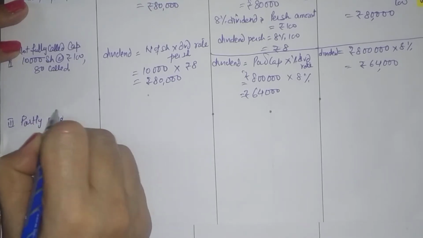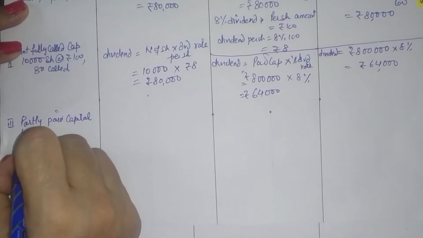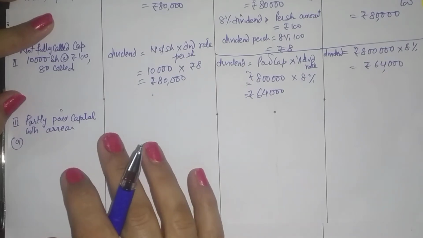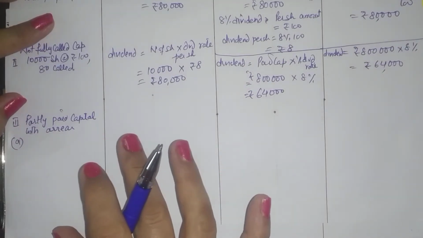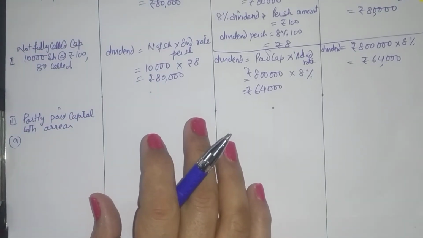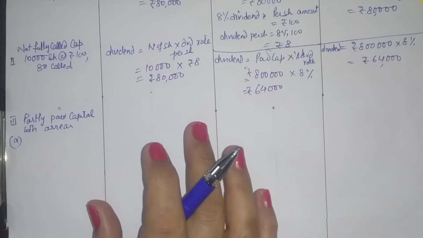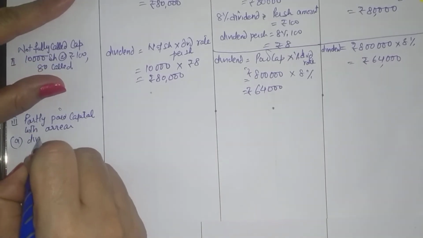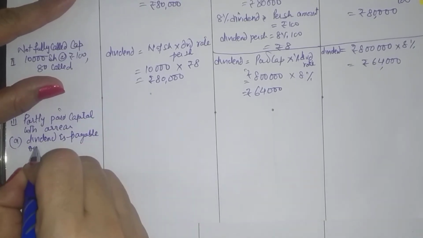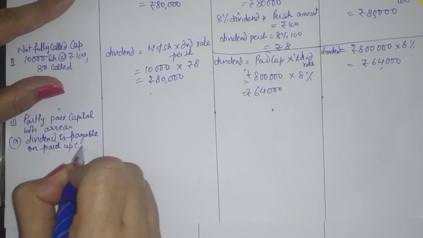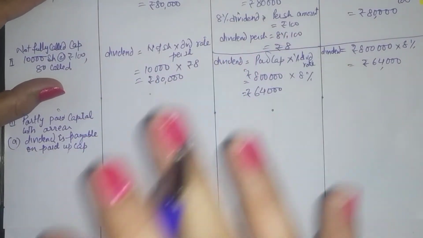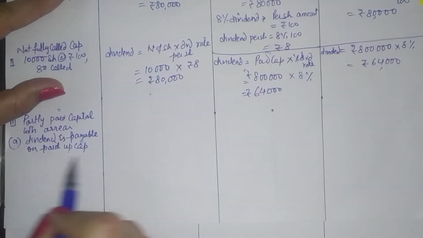Partly paid capital with arrears. That is effect of arrears. Now when we are to adjust the effect of arrears, then we are to consider the rules of the dividend regarding arrears. Now normally if nothing is given, then it implies that the dividend is payable on paid up capital. So the amount which is in arrears, on that amount dividend is not going to be paid because our dividend is payable on paid up capital.